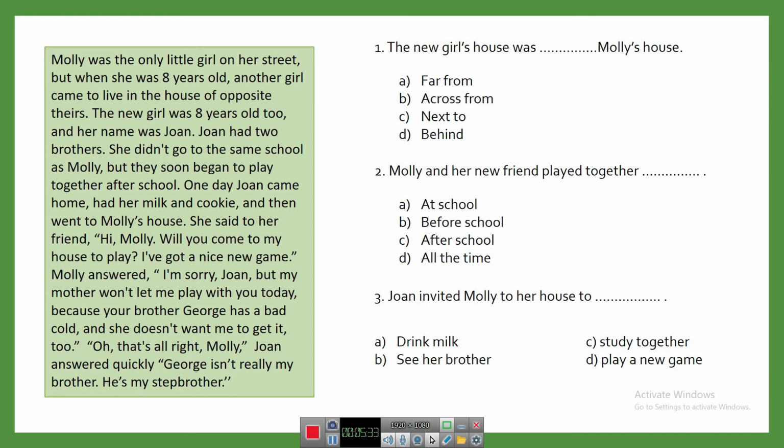Okay, here we have the answer of this question. You know, in this question we have this, Joan invited Molly to her house to do what, you know? Here we want to know the purpose of this invitation. And here we have the answer. Hi Molly, will you come to my house to play? I've got a nice new game. So the answer is part D. Joan invited Molly to her house to play a new game. Play a game which is new and nice. A nice new game.